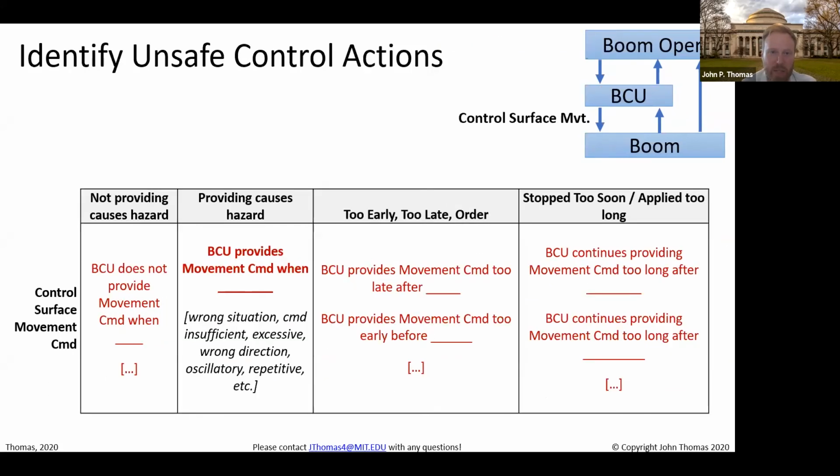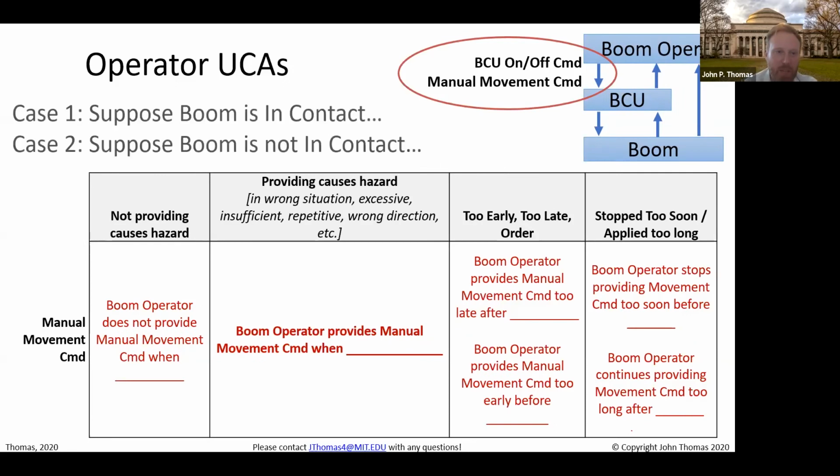What else? Let's see. What about case 2 when the boom is not in contact? Is there a way to provide a manual movement command when we're not in contact with an aircraft that causes some destruction?